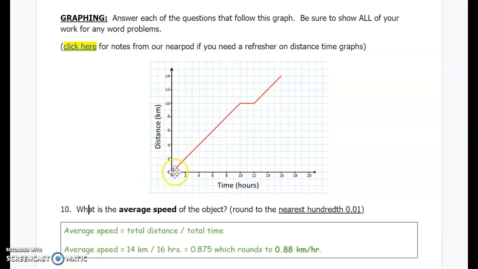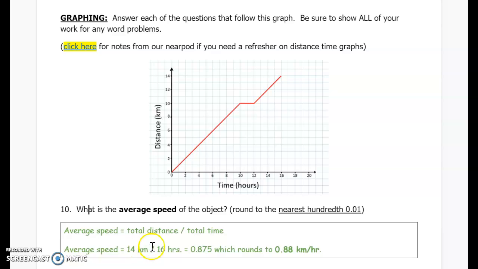So to find the average speed, we have to go to the very end. And the reason we go to the very end is because that's where they stopped. So our total distance is measured from the end. We know they started at 0, so wherever they ended, we don't have to do any sort of addition or subtraction, we just look at that number. So our ending distance was 14, so we know they traveled 14 kilometers, and our ending time was 16, so they took 16 hours.